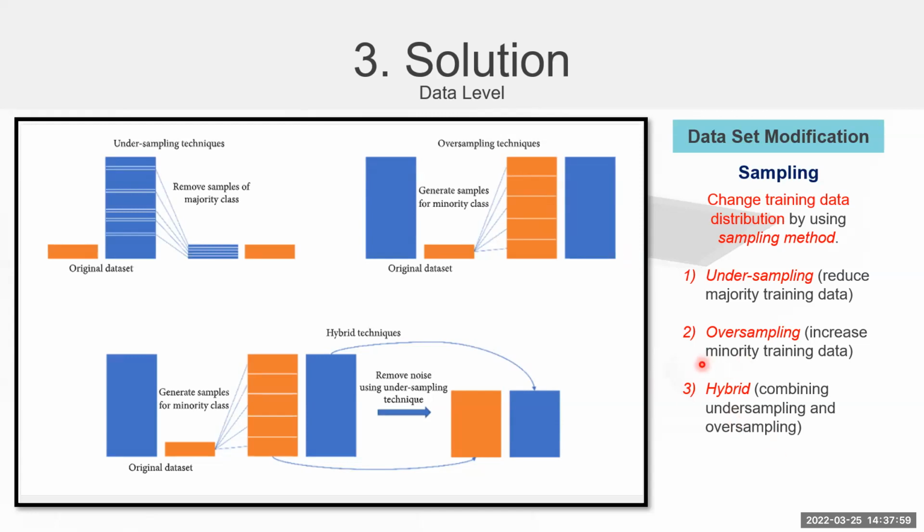And the last is hybrid. Hybrid combines the undersampling technique and the oversampling technique. We oversample the minority data, and we also undersample the majority data. So at the end of the hybrid process, the data is balanced, but it is not the same as the actual original data for the two classes.